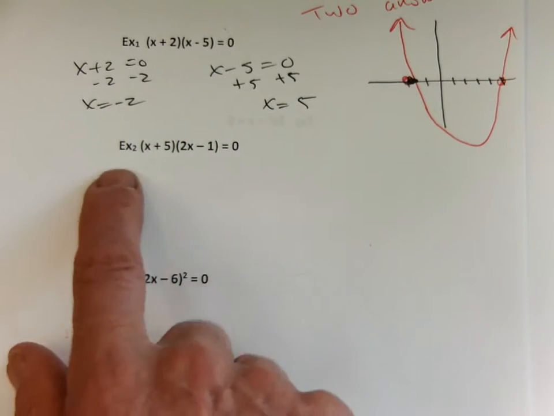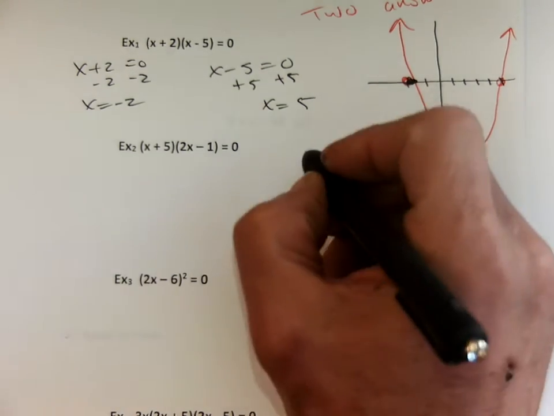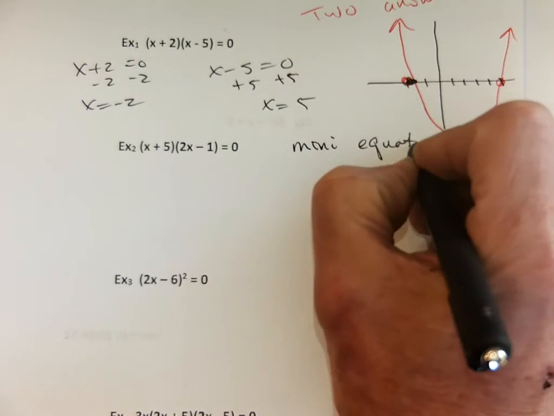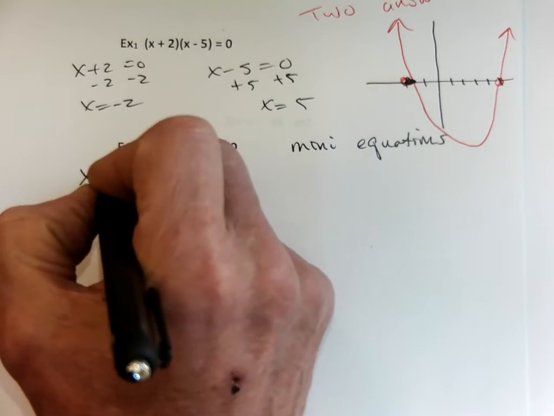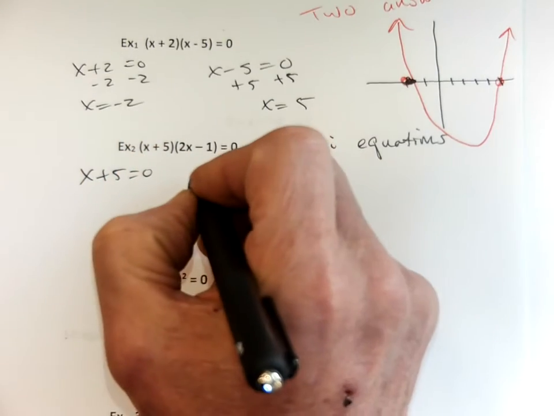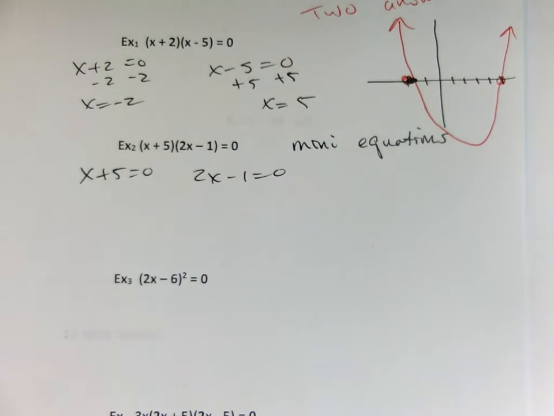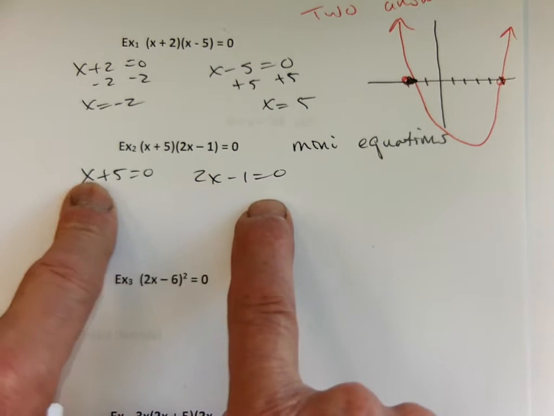Okay, how about example 2? It's already factored, so I have mini equations, don't I? I'll set this up as an x plus 5 equals 0 and a 2x minus 1 equals 0. It's that easy if it's already factored. Eventually, when we get to the back side, they won't be factored, but we know how to factor, okay? So everybody with me? That's all I did. Now I can solve for this, right?